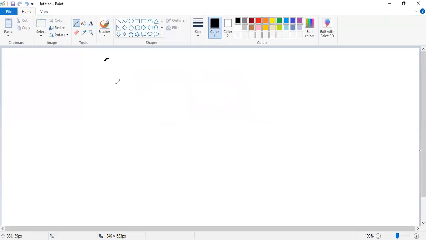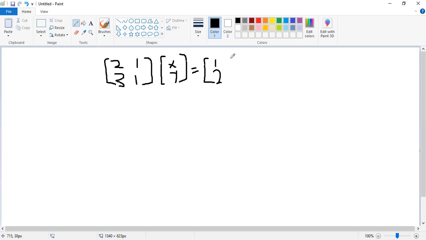So let's say we have 2 and then 1. We have 3 and then 1. Then we have x and then y is equal to 1 and then 2. So after translating our equation to a matrix, this is what we get. Let's label this as matrix A.